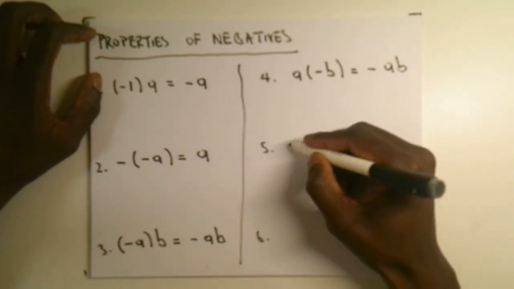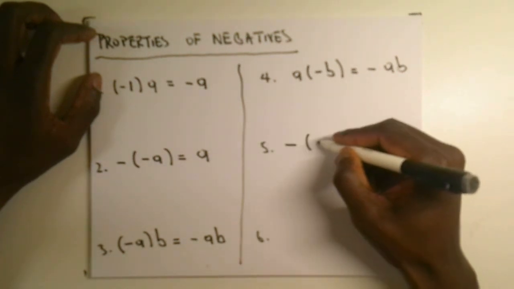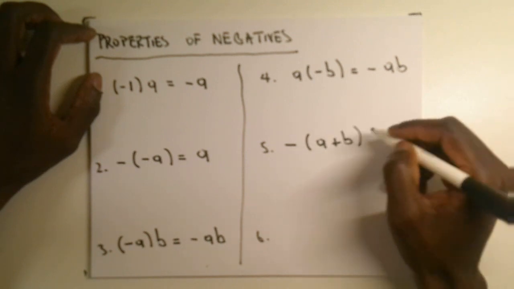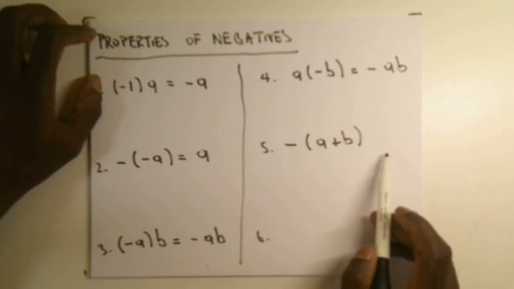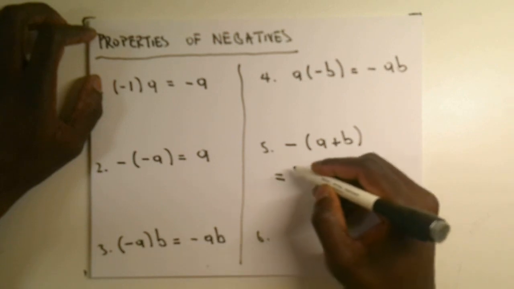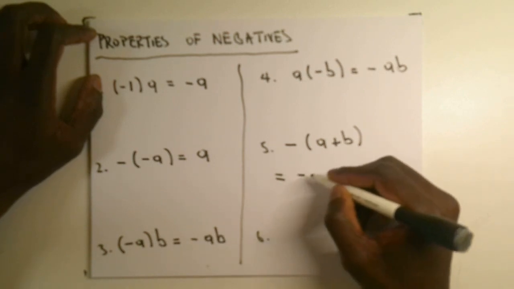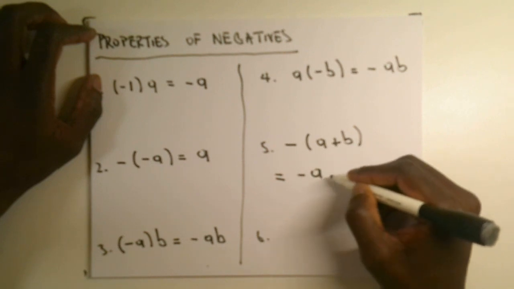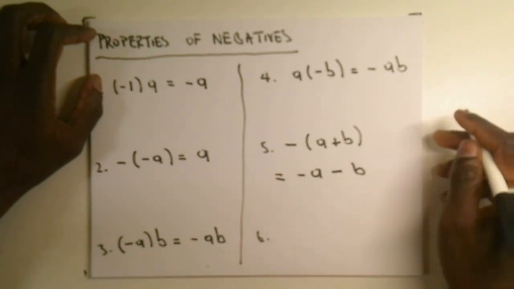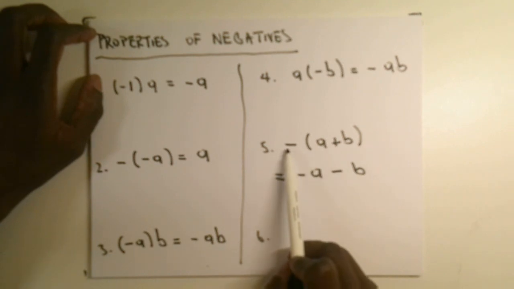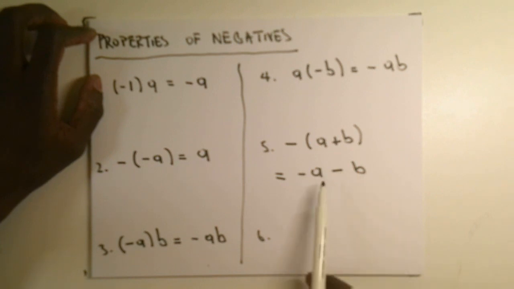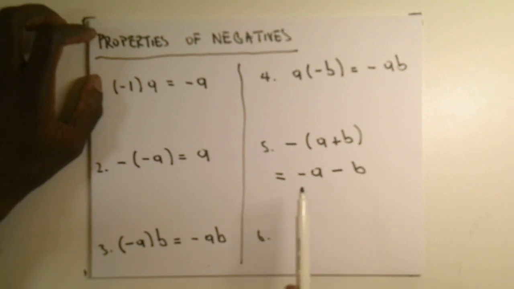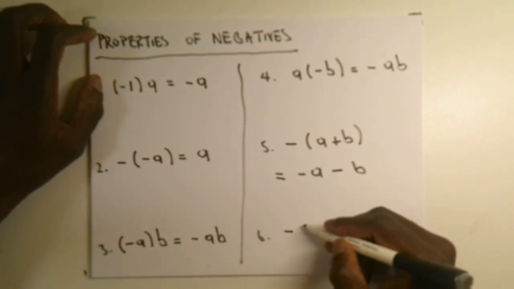Let's look at number 5. Now, if I have the negative of a plus b, so if I take the sum of a plus b and I want to find the negative of that, then this is an equivalent expression to the negative of a minus b. So this negative will become the sign in between these two values, and it will make the a negative value, right?